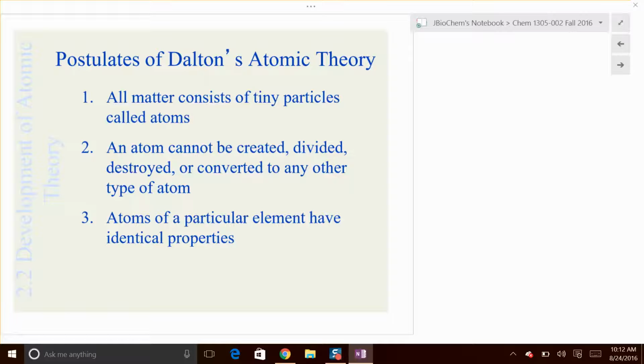So Dalton theorized that all matter, which we defined the other day as anything that has mass and occupies space, so everything around us, consists of tiny particles called atoms. He also theorized that an atom cannot be created, divided, destroyed, or converted to any other type of atom.